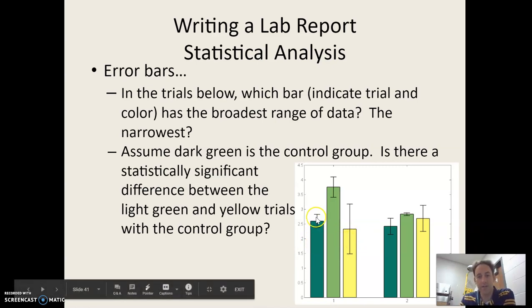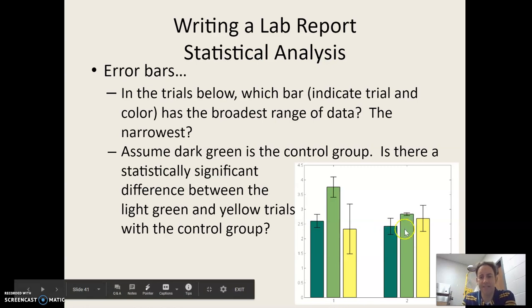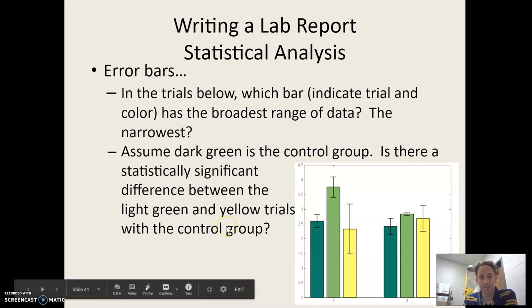Yellow, on the other hand, does overlap, so we would say there is no statistically significant difference between the dark green values and the yellow. In other words, the green and the yellow are the same from a statistical point of view. Over here, the dark green and light green actually look close. There's no overlap, so that's statistically significant. That's different. And the yellow and the dark green do overlap, so there's no statistically significant difference.